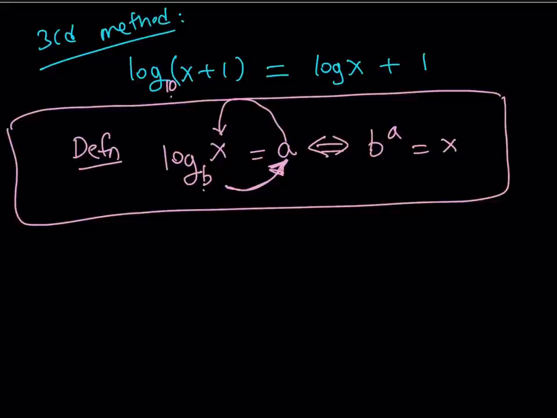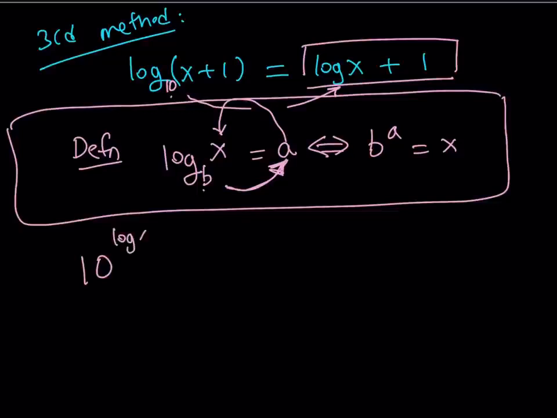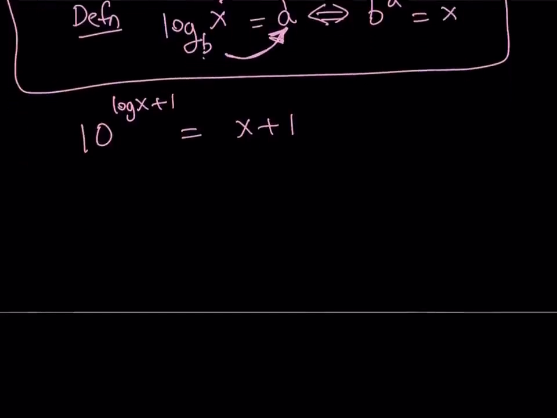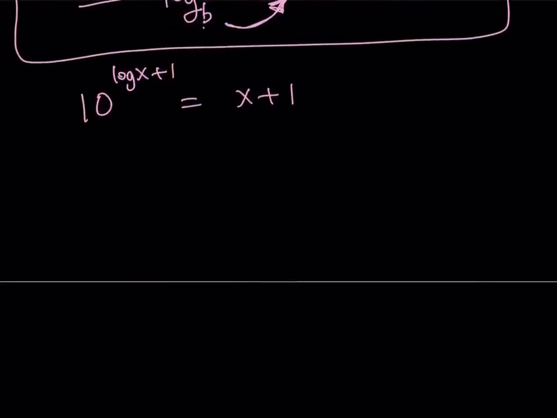I'm going to start off with the base 10, and I'm going to go across to whatever is on the right hand side. So 10 is going to be my base, and the exponent is going to be the answer. So 10 to the power log(x + 1) equals x + 1. I know that this equation kind of looks complicated, but I think it's important in terms of illustrating the methods used here, because we're going to separate this, right?